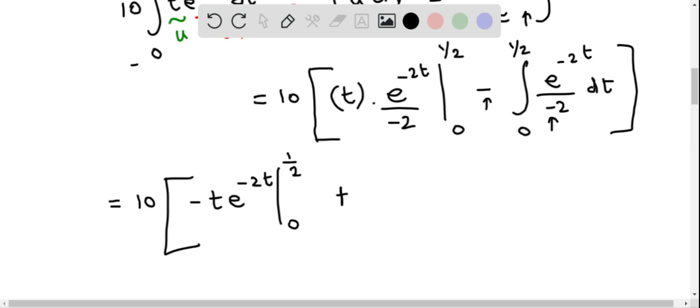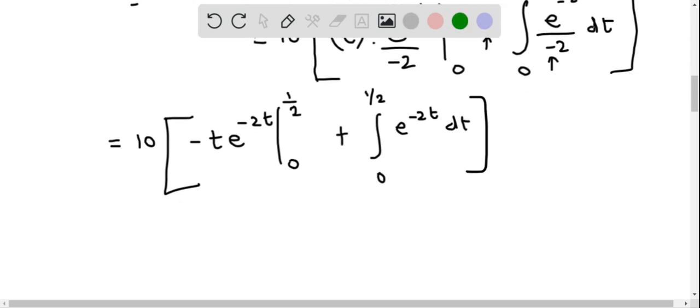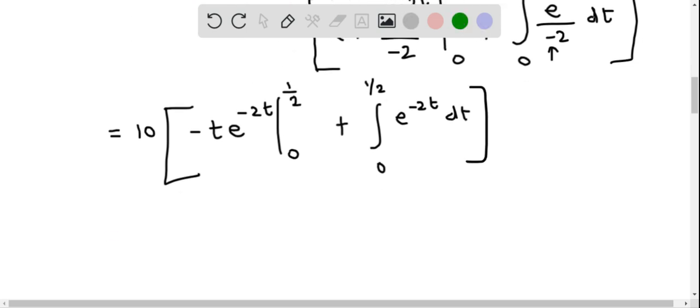So this will become plus integral of 0 to half e raised to the power of negative 2t dt. Let's simplify and evaluate this. So this equals 10 times of, we will now apply the upper limit and the lower limit by applying the fundamental theorem of calculus part 2. According to that rule, we have to substitute the upper limit minus the lower limit.